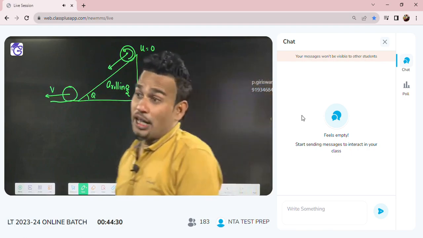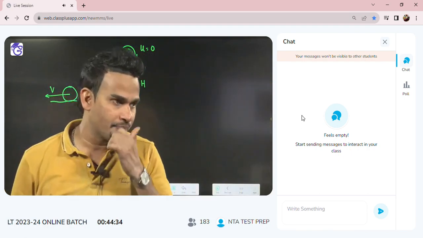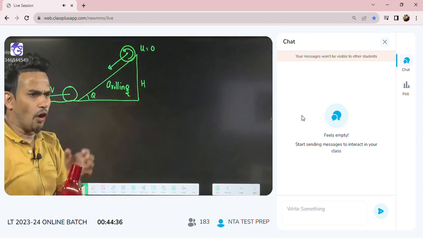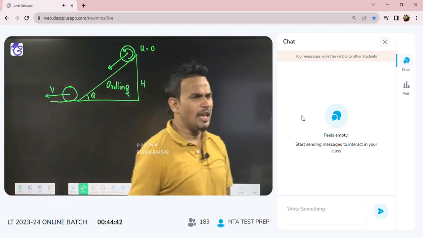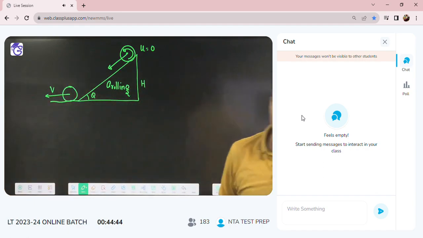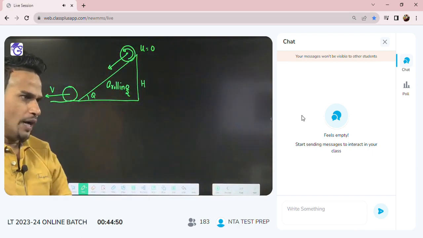It will come as root of 2gh only when rolling is not happening. In rolling it will not come. Everything we will talk about, no problem, slowly. First you can draw this diagram, then I will tell you how to get all these values. Nothing to worry.